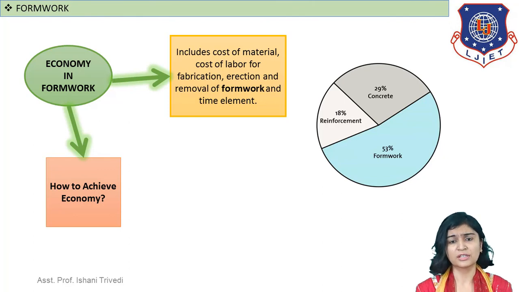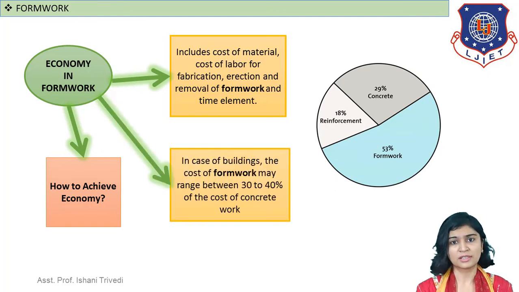So for a building, if you talk about overall total cost, it will be almost more than 50, that is 53% of construction cost. And the remaining shall be the concrete and the reinforcement steel bars cost. For normal buildings, generally the cost is around 30 to 40% of your concrete budget. So formwork is important in terms of economy as well.